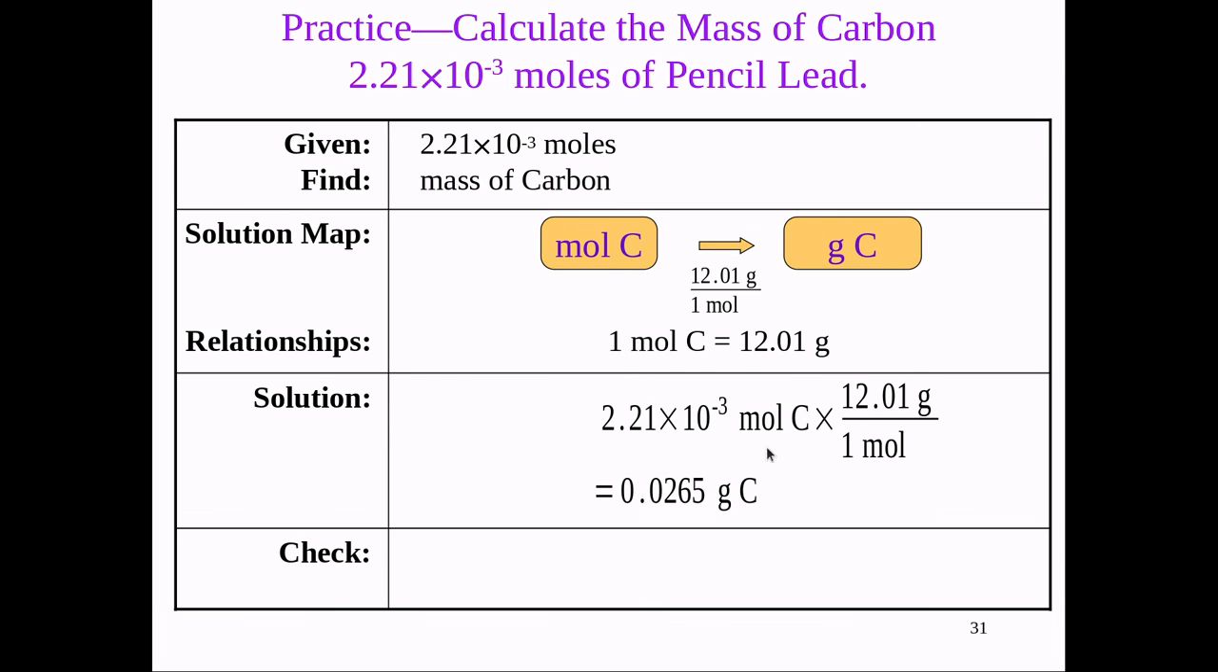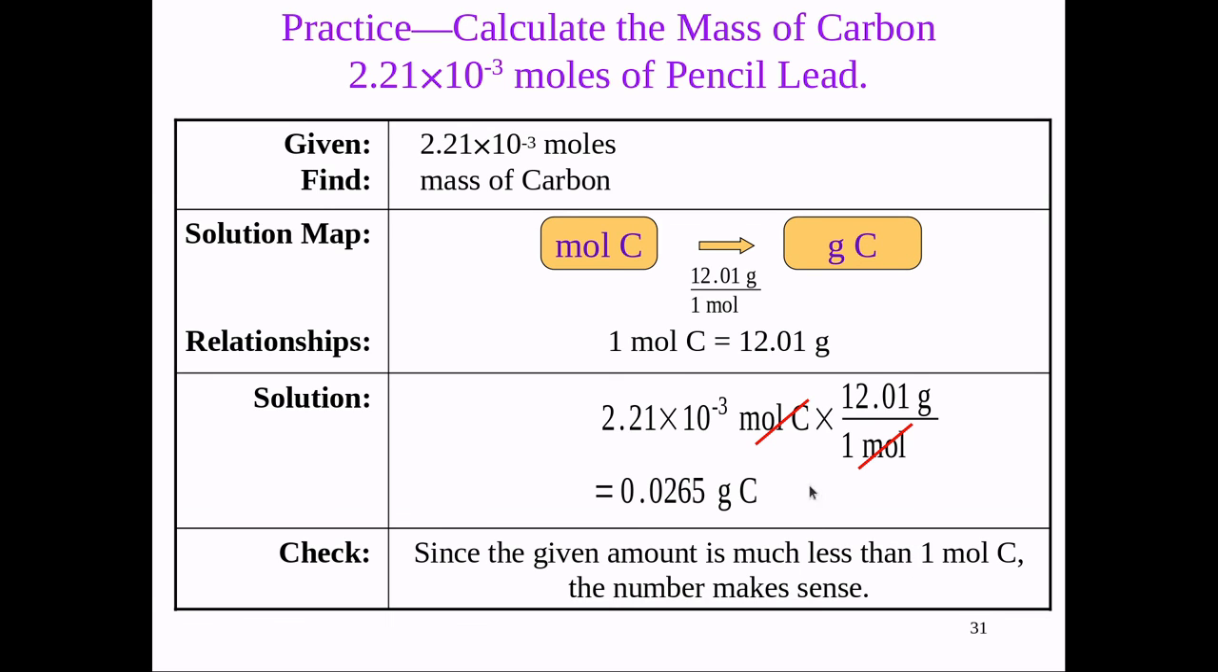When we plug it in and apply our conversion factor, we start off with the number of moles that we were given of carbon, and then we multiply that by our conversion factor. We'll cancel those moles, and we wind up with 0.0265 grams of carbon. If we do a little check, we started off with quite a bit less than 1 mole, and we knew that 1 mole was going to weigh 12 grams, so it makes sense that we got this small number, quite a bit less than 12 grams of carbon out.